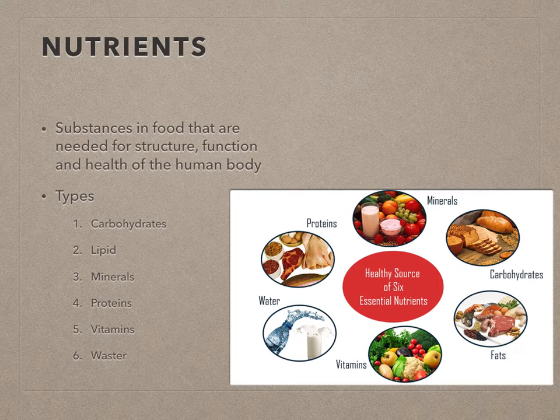The carbohydrates, which we need for energy and for roughage. Lipids, again, structure and energy, we use those for. Minerals, which are regulatory and structural molecules. Proteins, again, used for structure, for energy, and some for regulatory. Vitamins are structural and regulatory molecules, and then water. Let's talk in a little more detail about some of these nutrients.